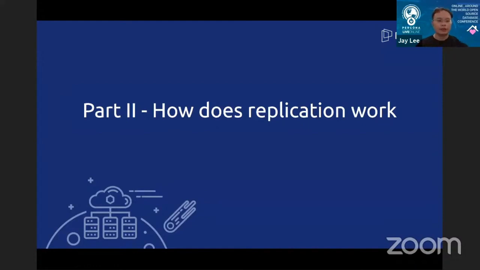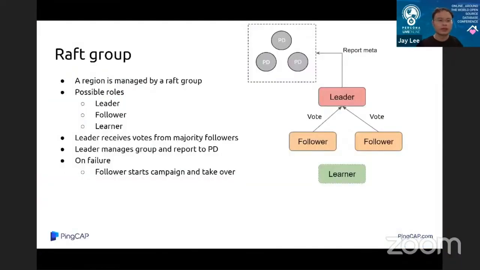Now we have an impression of how data are organized, but how does the replication work? We just mentioned a region is managed by a Raft group, so we also use the Raft algorithm to do replication. If you don't know the details of the Raft algorithm, it's okay. Raft is simple, and we don't need to know all the details to understand the replication in TiDB. I will introduce the key points of Raft to you.